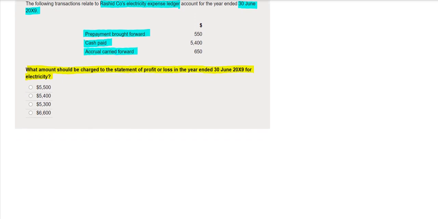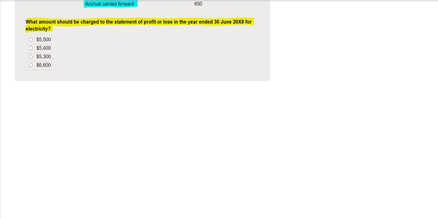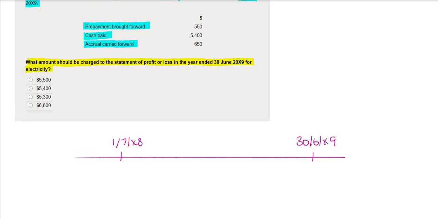To help us visualize what's going on, we can plot these transactions onto a timeline. Our year end begins on the 1st of July 20X8 and ends on the 30th of June 20X9. The first transaction we are given is a prepayment brought forward. This must have been our closing prepayment at the end of the previous year, and so therefore would be released into the expense account this year at the beginning. The prepayment brought forward would have been a debit balance, and so therefore to release it, we would need to debit the electricity expense and credit prepayments to clear the balance.